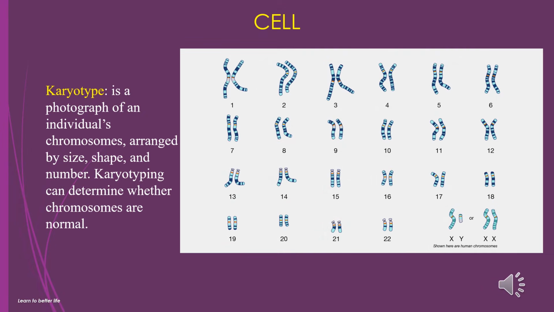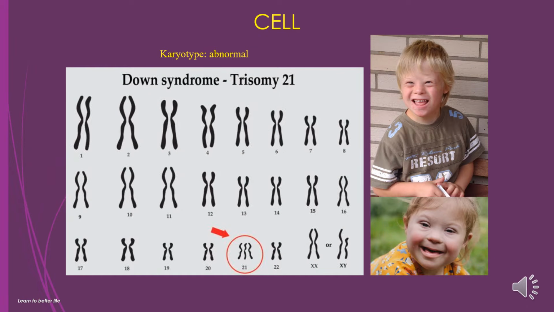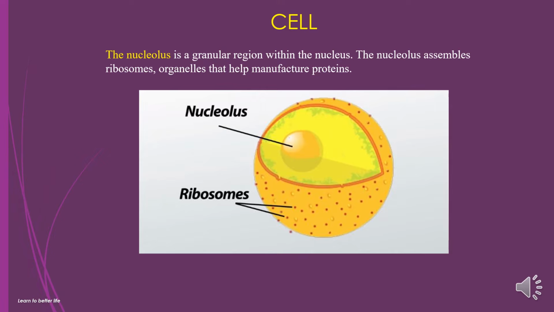Karyotype is a photograph of an individual's chromosomes, arranged by size, shape, and number. Karyotyping can determine whether chromosomes are normal. This is an abnormal karyotype of Down syndrome, trisomy 21. It has 3 chromosomes at number 21. The nucleolus is a granular region within the nucleus. The nucleolus assembles ribosomes, organelles that help manufacture proteins.